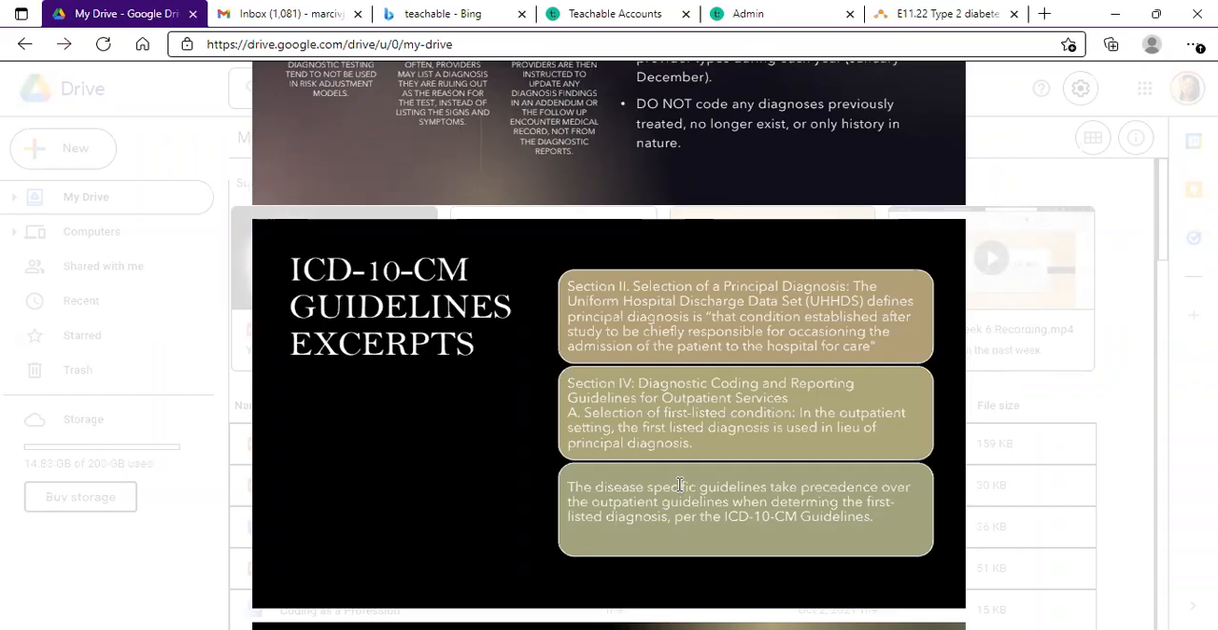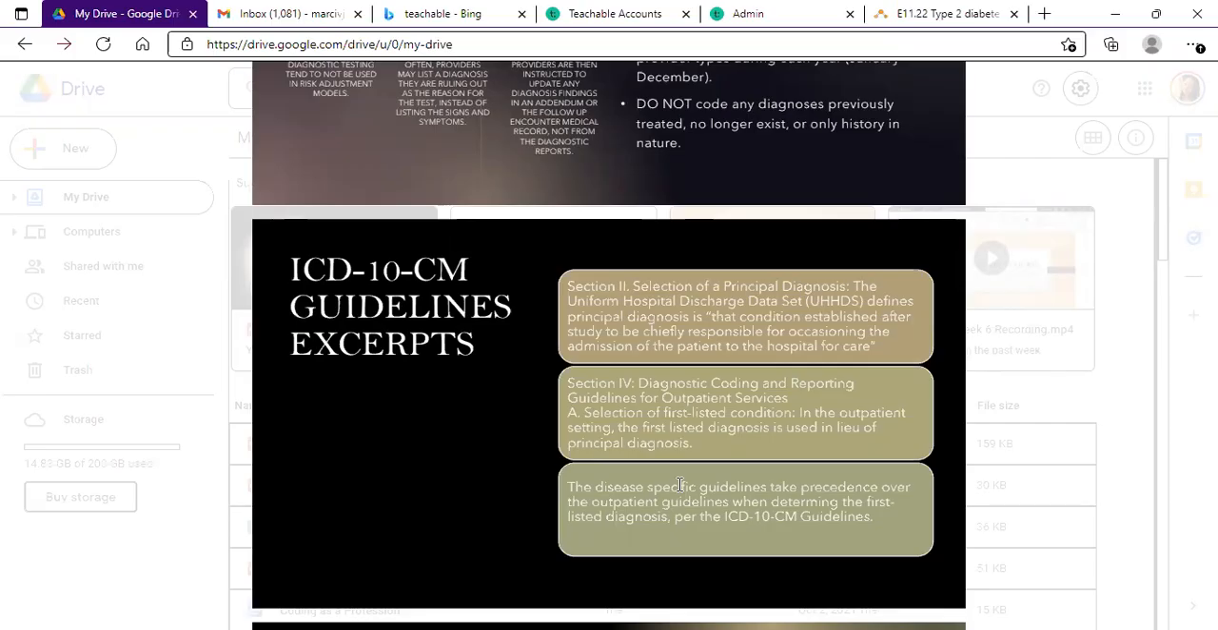So section 2, selection of a principal diagnosis. Principal diagnosis is basically the primary diagnosis, the principal reason you're here, the one that takes precedence over whatever else is wrong with you. The Uniform Hospital Discharge Data Set, UHDDS, defines principal diagnosis as that condition established after study to be chiefly responsible for occasioning the admission of the patient to the hospital for care. I'm basically saying it's the reason you're coming in to be seen by the doctor. What's chiefly responsible, the number one thing responsible for your admission for care.